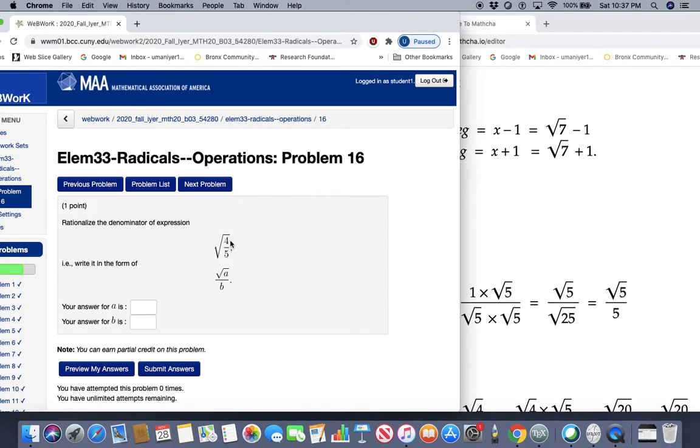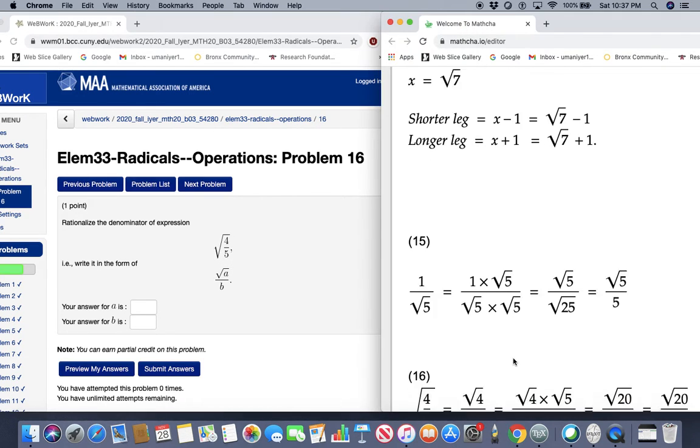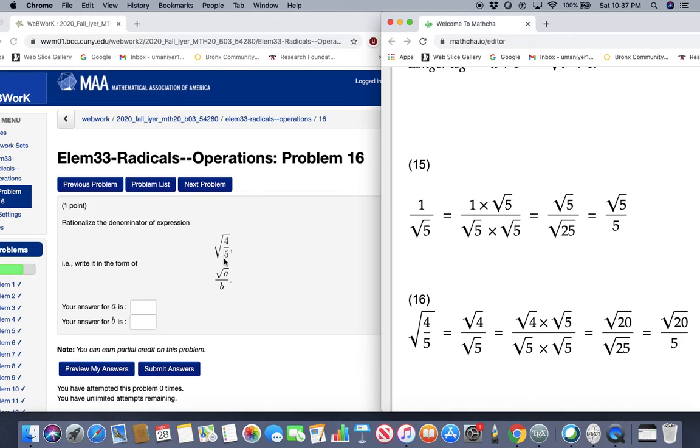Now radical 4 over 5. You see, radical 4 over 5 is radical 4 over radical 5. Again, rationalize the denominator, means multiply the numerator and denominator by the radical of the denominator basically. Square root 5, square root 5.